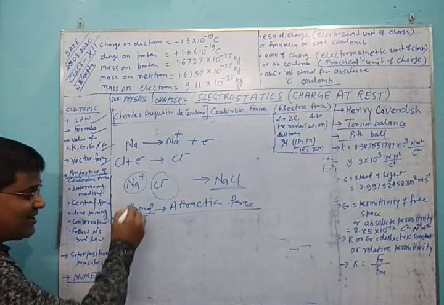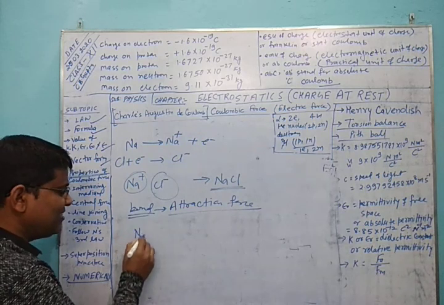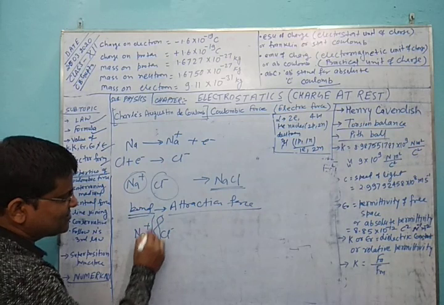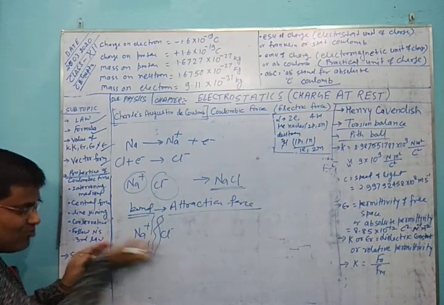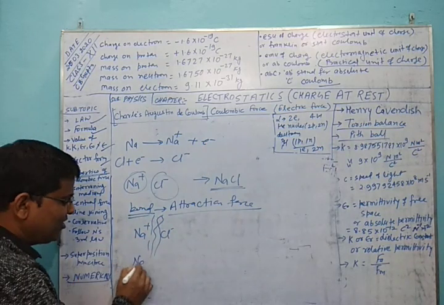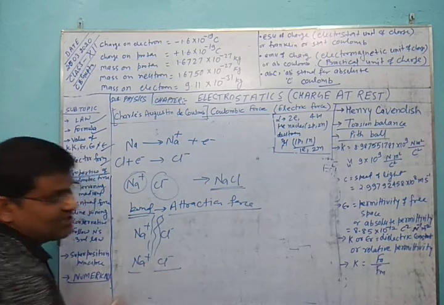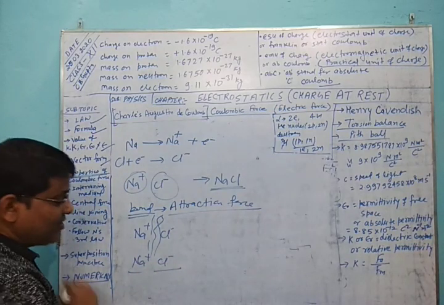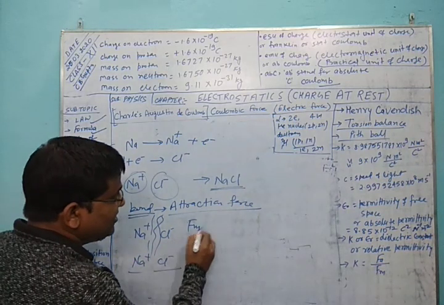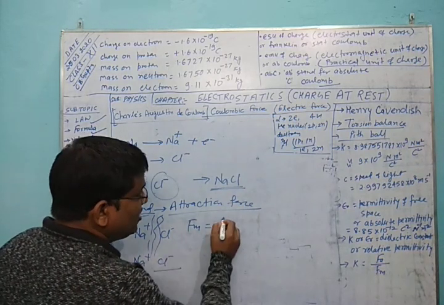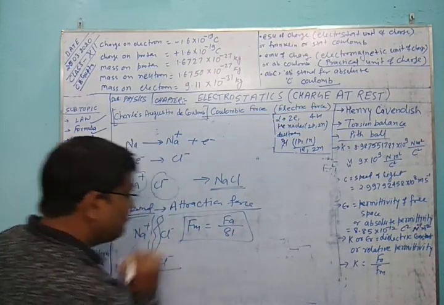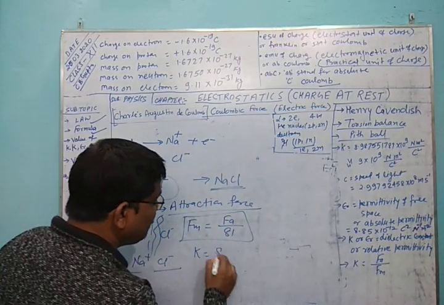When water is between the two molecules, then sodium and chlorine ions separate from each other and it is soluble in water. Why? Force in medium is force in air divided by 81, the dielectric constant of water is 81.